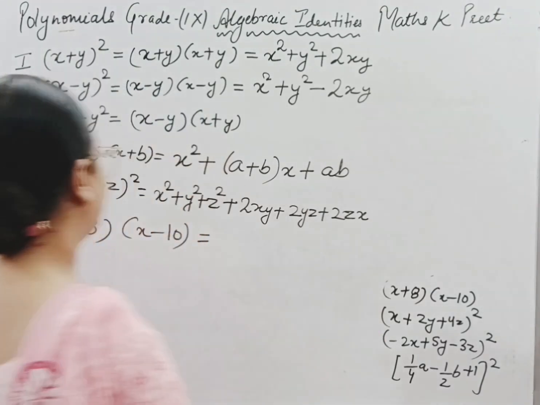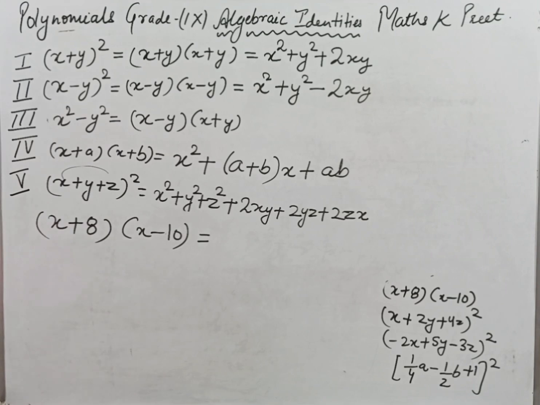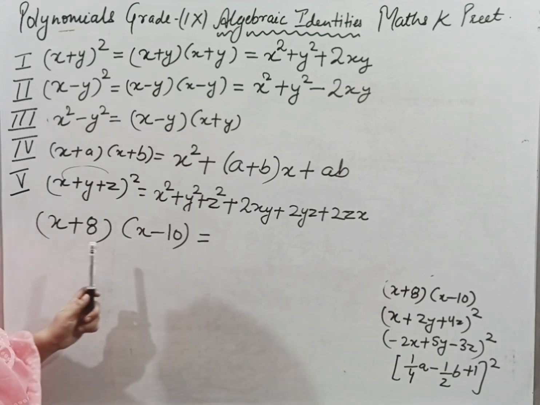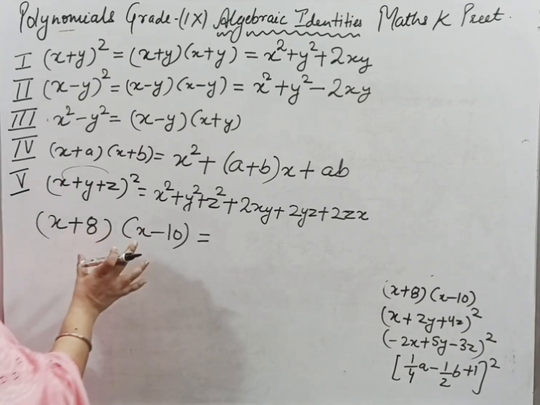Let's see the next question, (x + 8)(x - 10). This question is asking us to expand this using suitable identities. Till now we have seen 5 identities. Clearly identity 1 is not suitable, because x minus 10 can be written as x plus of minus 10. So if I write x plus of minus 10, I will get identity number 4, (x + a)(x + b), and I have an expansion for this. We can directly write the result for these two factors.